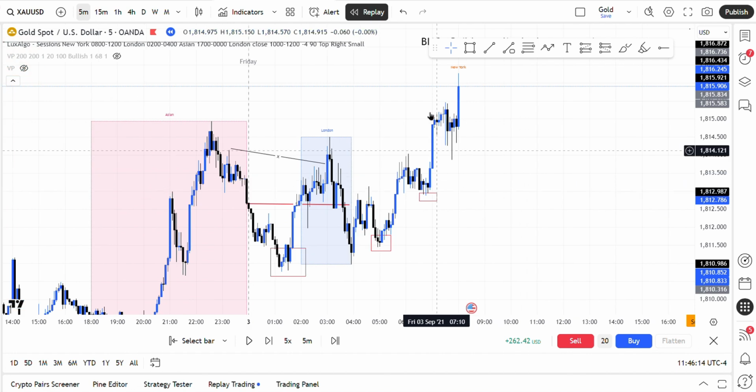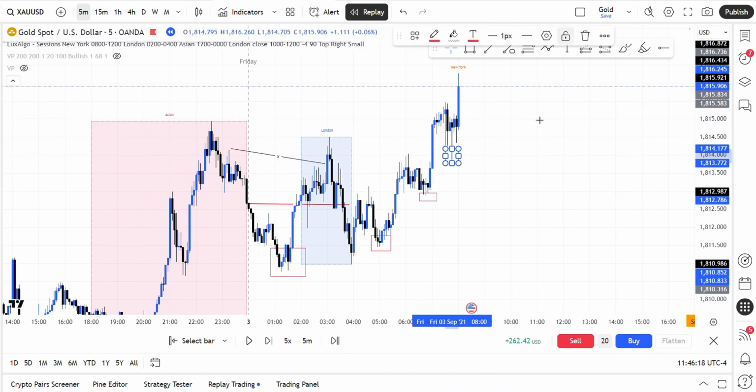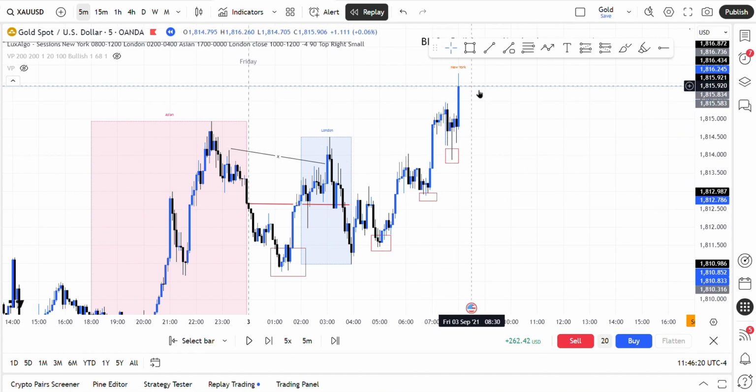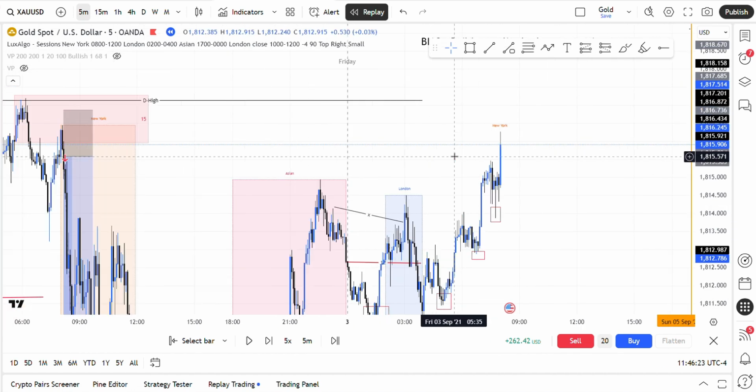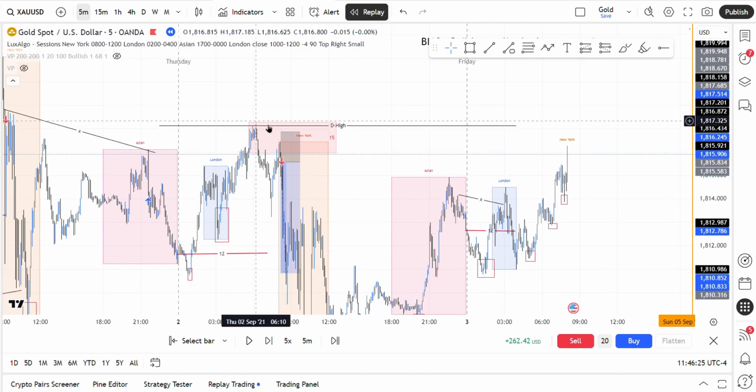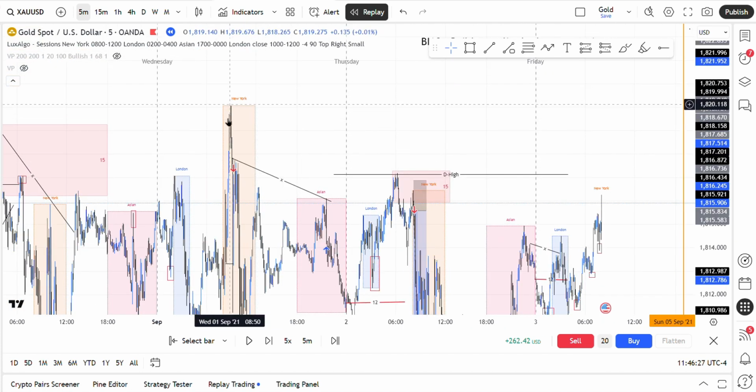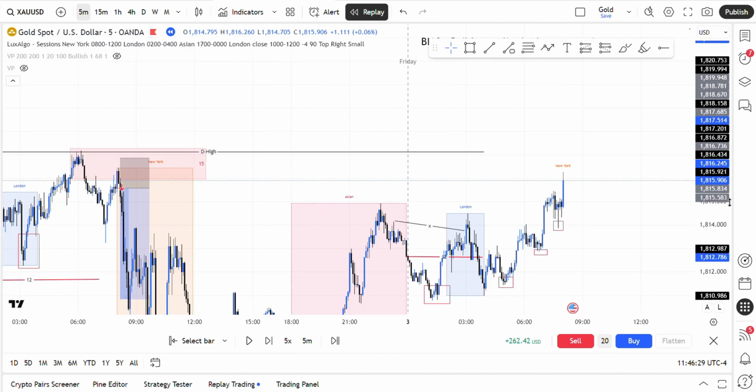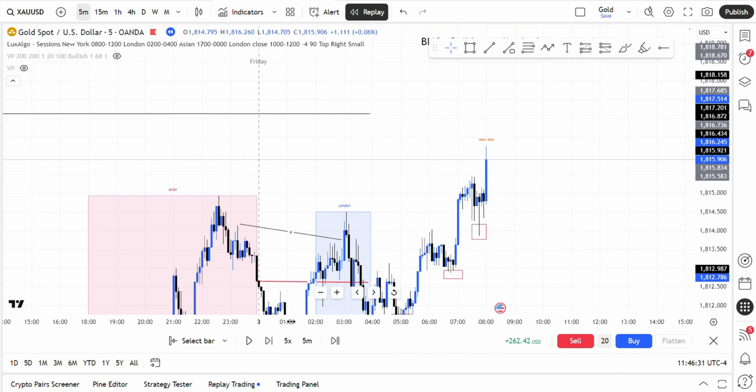Okay, the New York session. This is another inducement, push higher. We took out these lows, then break of structure, so I want to enter buys. What is the target for buys? This could be our target, yesterday's high, and eventually these highs could be our target. Let's see if you have entries.